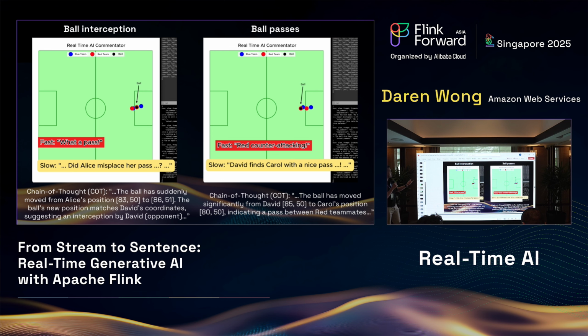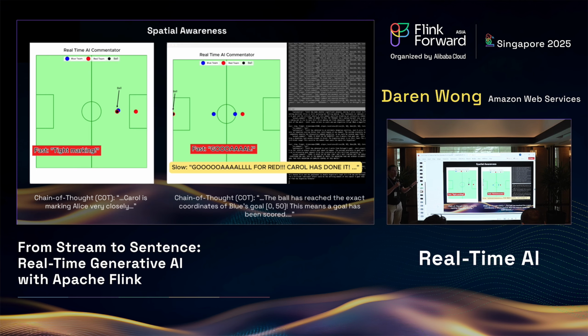And the next thing that's worth noting, in the next slide, is spatial awareness. So the LLM in this case actually was able to make sense of these X and Y coordinates quite well. For example, when Carol and Alice were quite close to each other, all the red and the blue dots here, it actually correctly identified that Carol is marking Alice very closely, or Carol is defending against Alice very closely, and the fast commentator was able to pick up on it.